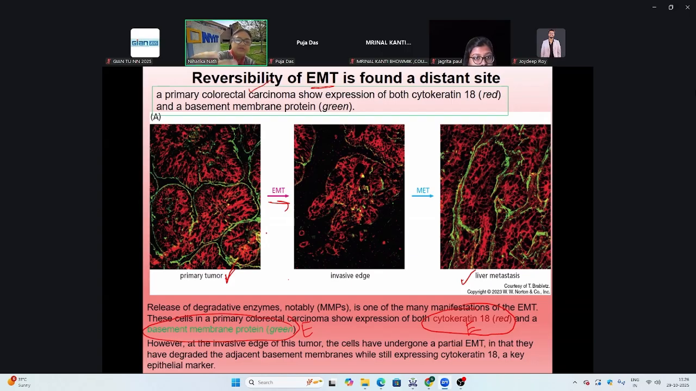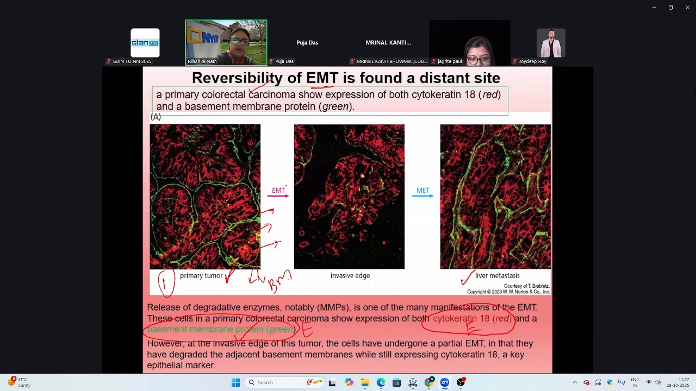So here it is, your primary tumor. Look at this, number one. Look at their basement membrane. There's so much basement membrane here. That is your basement membrane. These are green, in this colorectal cancer patient, basement membrane. And there's a lot of cytokeratin. All of this red is all cytokeratin.